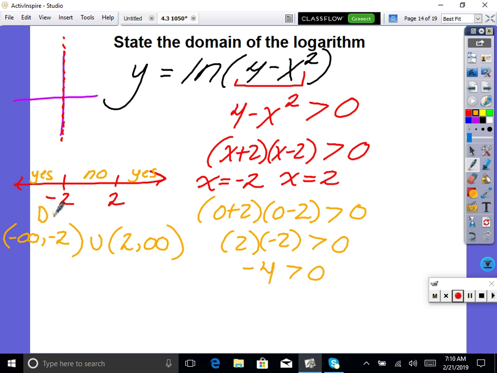So just a reminder, if you're dealing with domains of logarithms, if it's anything other than a shift left or right, you've got to go through and do this. If it's quadratic.